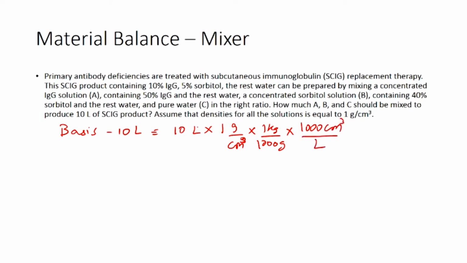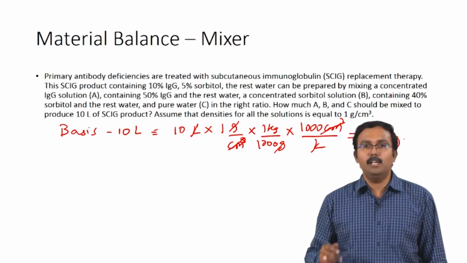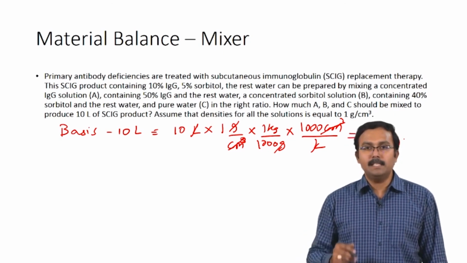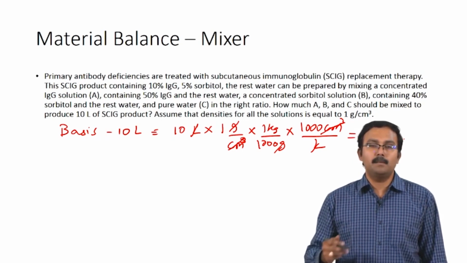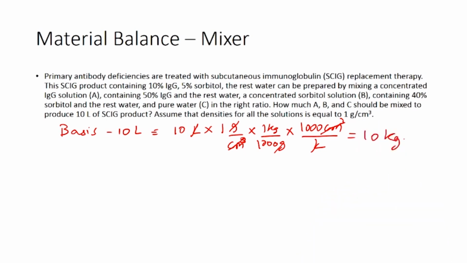So now your liters get cancelled off, your grams get cancelled off, your centimeter cube gets cancelled off, and you are left with mass in terms of kilograms, which is 10 kilograms. Although this conversion is simple, I have still followed a meticulous pattern of writing down all the units so that I ensure that there is minimal chance of error. So this kind of systematic problem solving will ensure you do not make mistakes like dividing the conversion factor instead of multiplying or vice versa. So now that we have the mass, we can write total balance equations.